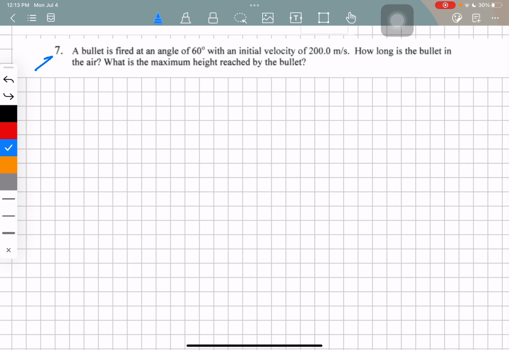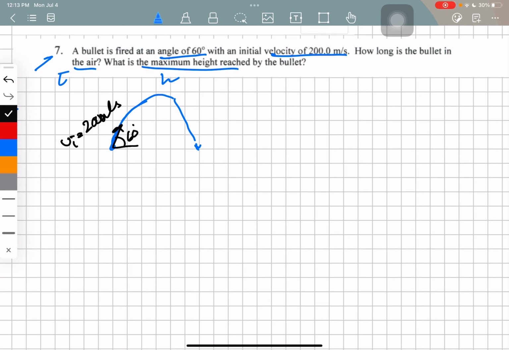So we have a bullet that was fired at an angle of 60, and we are given the initial velocity, and we need to find how long the bullet was in the air and what the maximum height is. So we're trying to find the time and the maximum height. Let's say the bullet was going up and then came back down, like this. It was fired up with an initial velocity of 200 meters per second at an angle of 60 degrees. So how long was the bullet in the air?